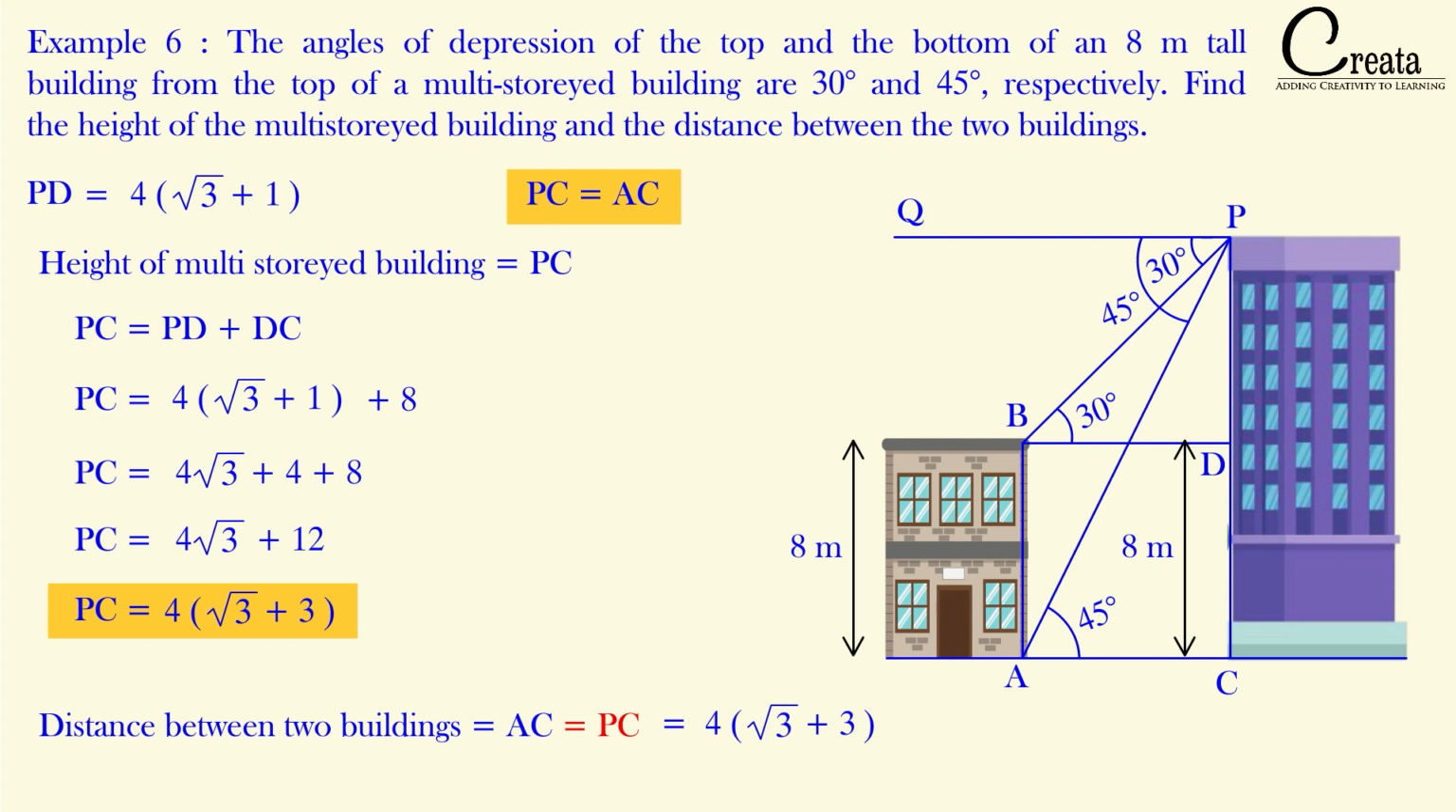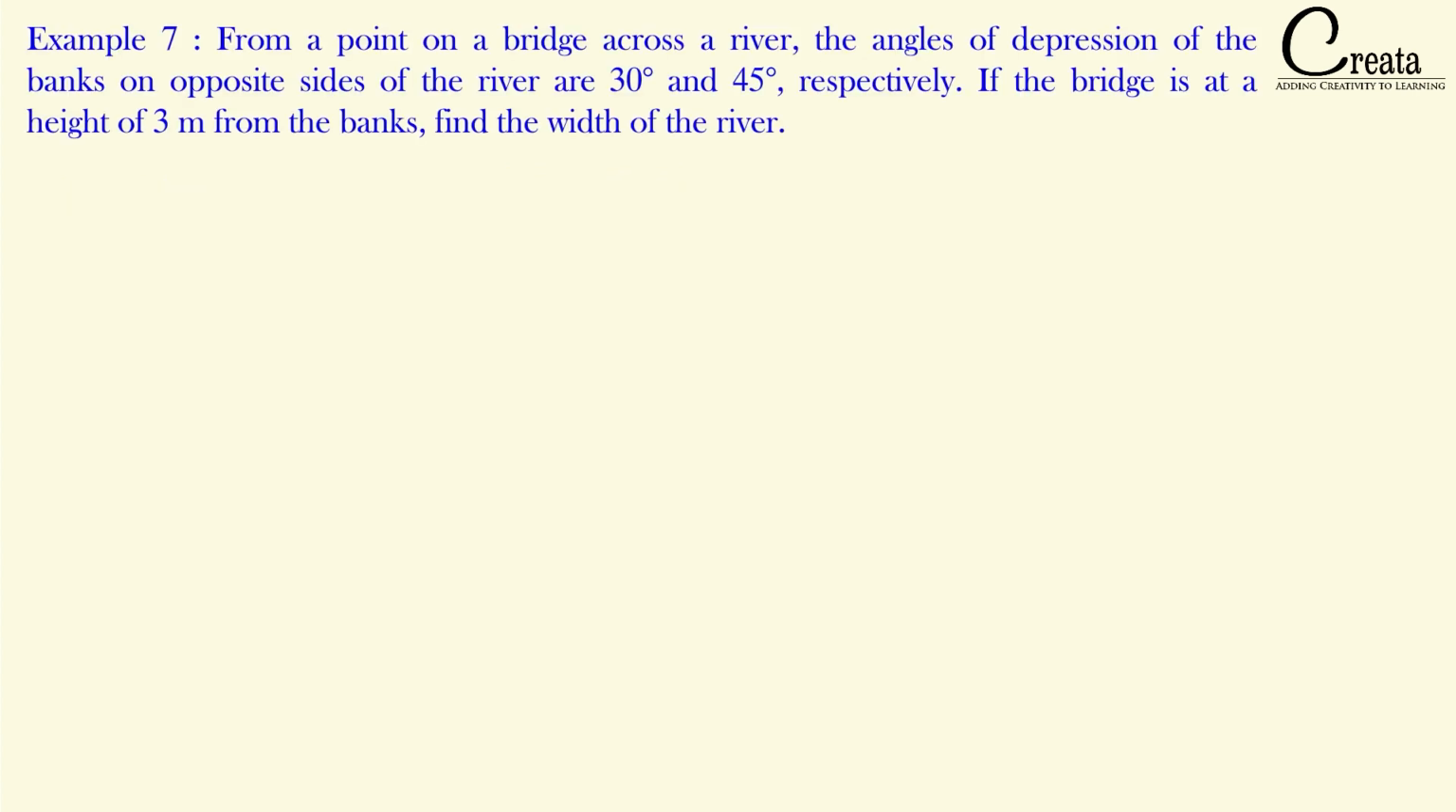So we have done with the example number 6. Let's move to example number 7. Example number 7. From a point on a bridge across a river, the angle of depression of the banks on opposite sides of the river are 30 degree and 45 degree respectively. If the bridge is at a height of 3 meters from the banks, find the width of the river.